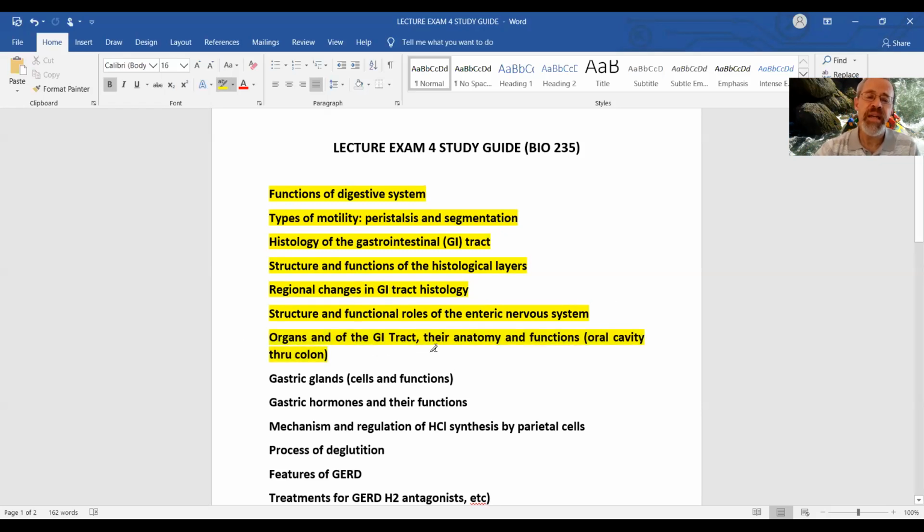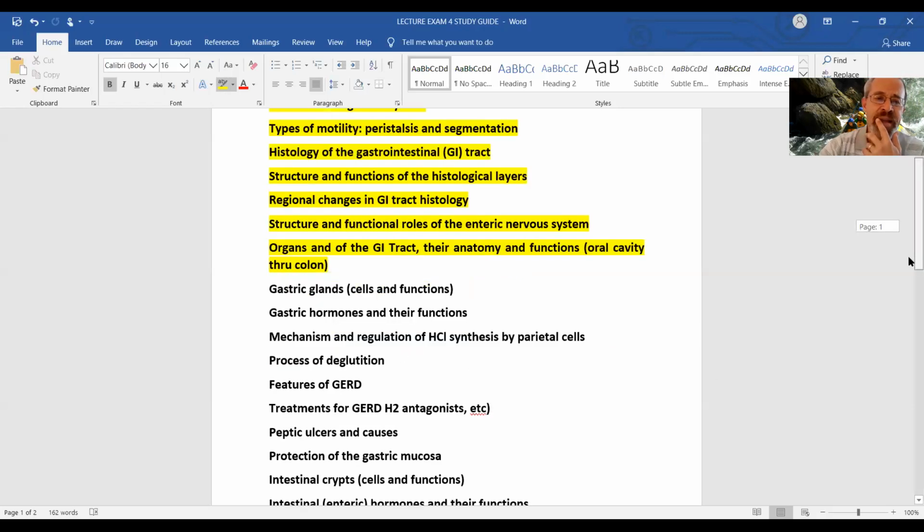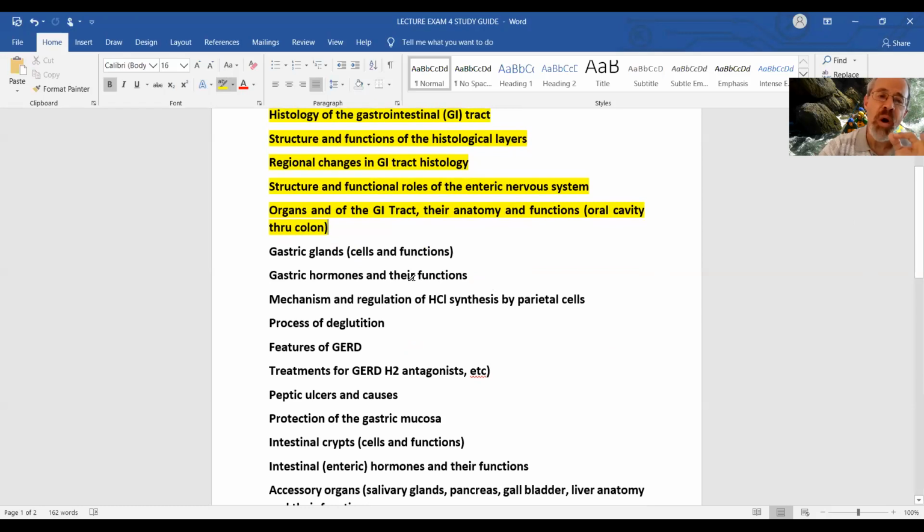All right, next we went through the organs of the GI tract, and basically I just put that you should know all the organs of the GI tract, their structure, and their functions: the structure of the small intestine, large intestine, stomach, right? All the way from the oral cavity through the colon.